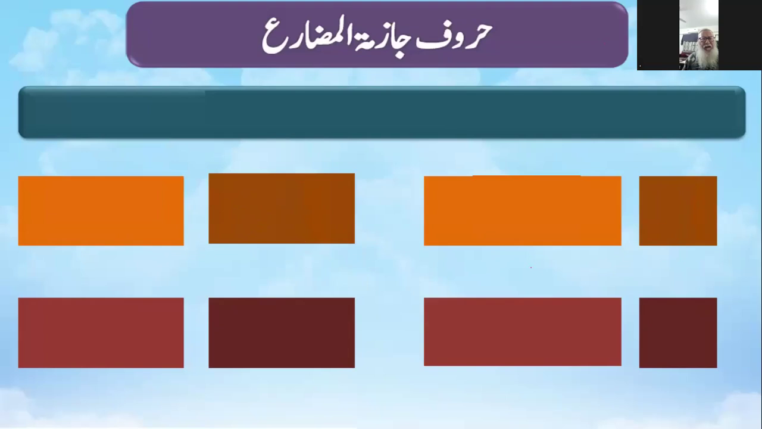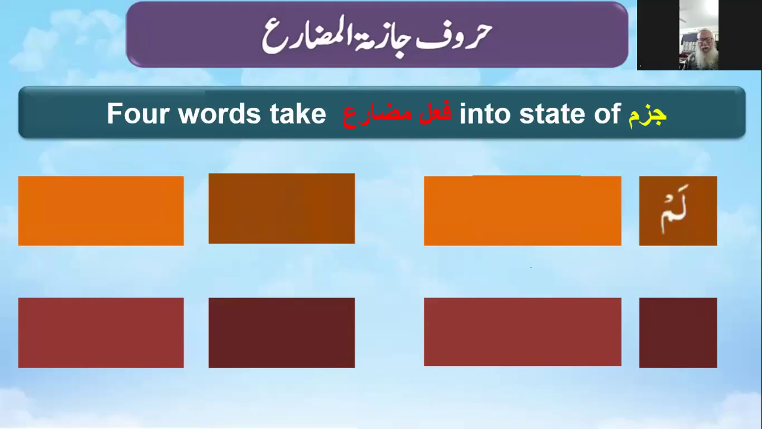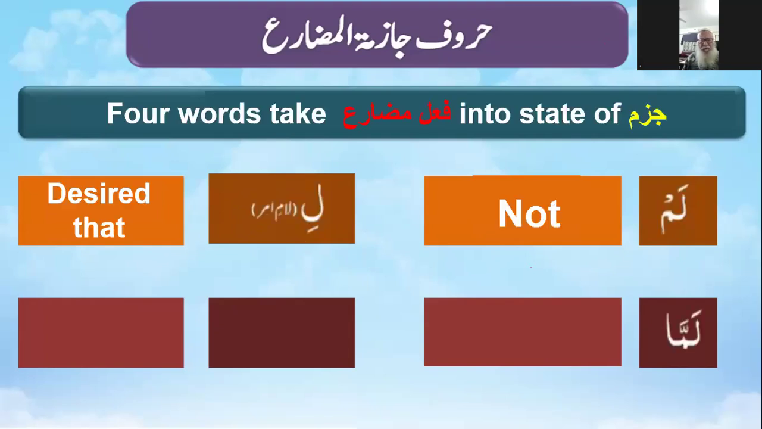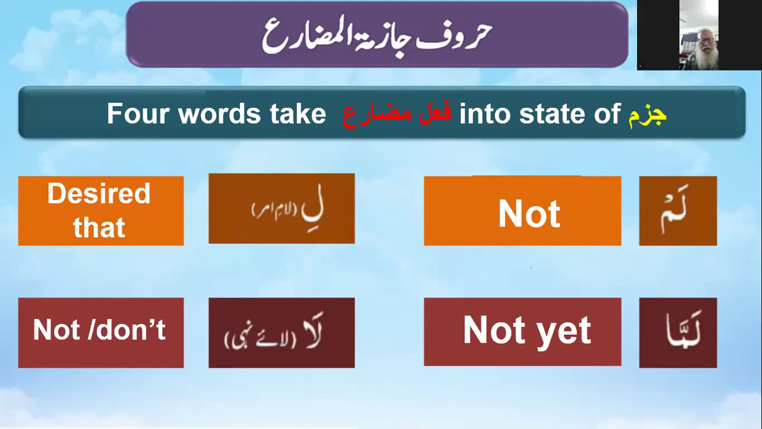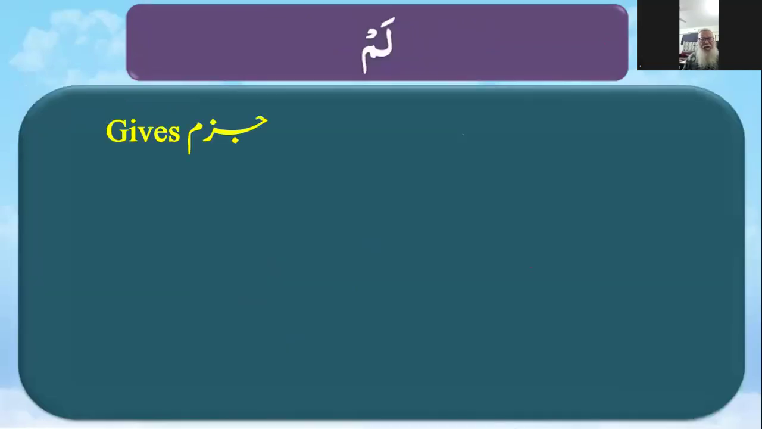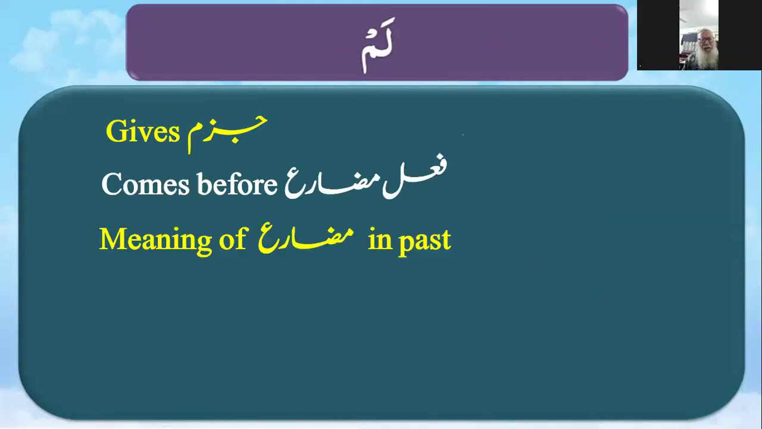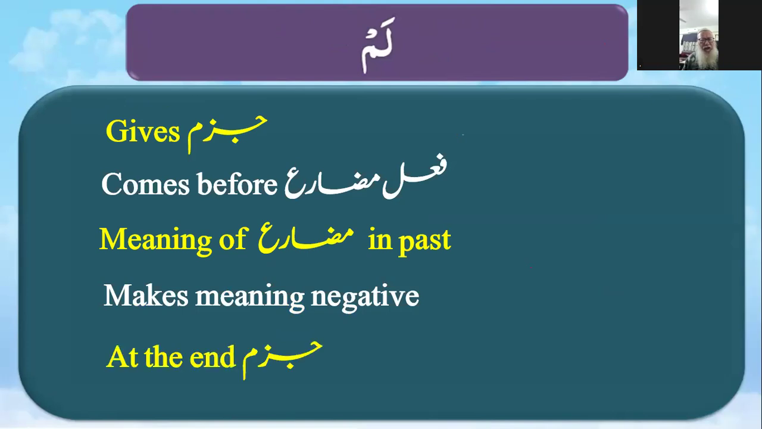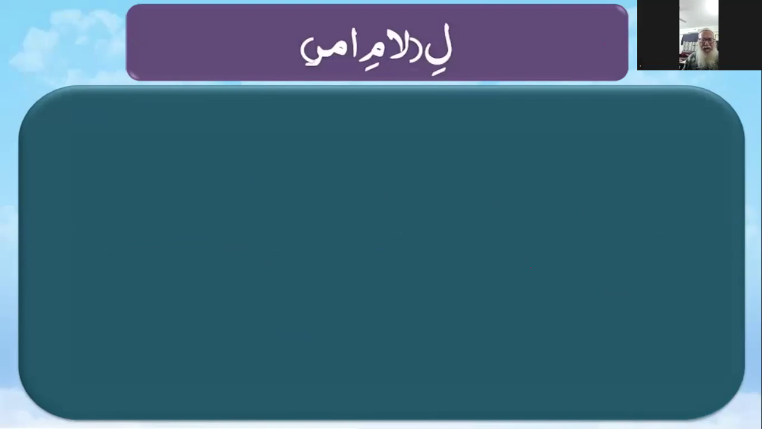Then we started the Jazm Mudari, just like Lam, Lam Amr, Lamma, and La Nahi. Then we took that Lam gives the Jazm. It comes before Fi'l Mudari, takes the meaning to the past, gives a negative meaning, and adds the Jazm at the end. And these were the examples.